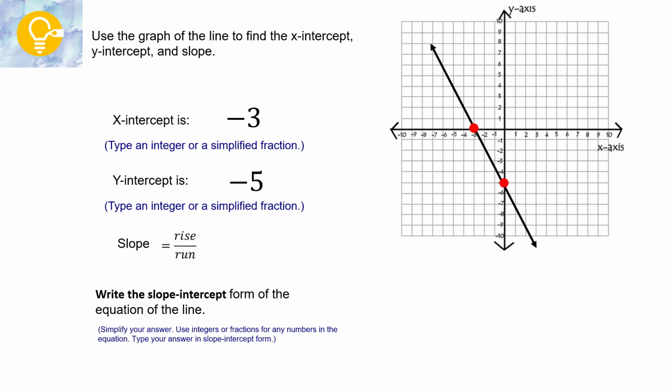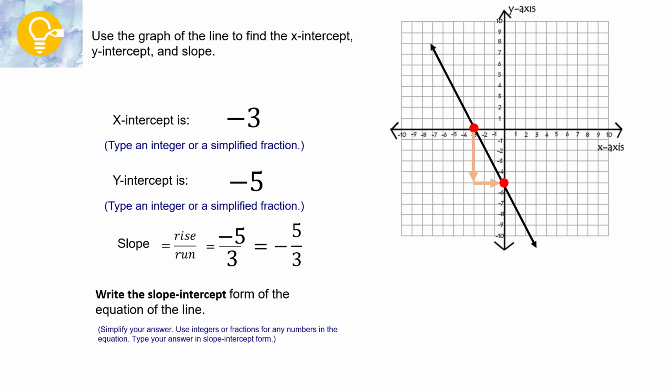Next, we have to find the slope. Now remember, the slope is rise over run. We're going to go from the x-intercept to the y-intercept. So we're going to start at -3, and we have to go down 5 and to the right 3. So our slope is -5/3.